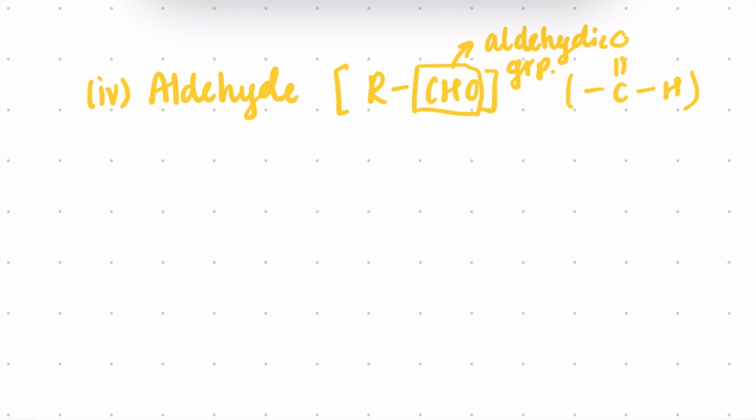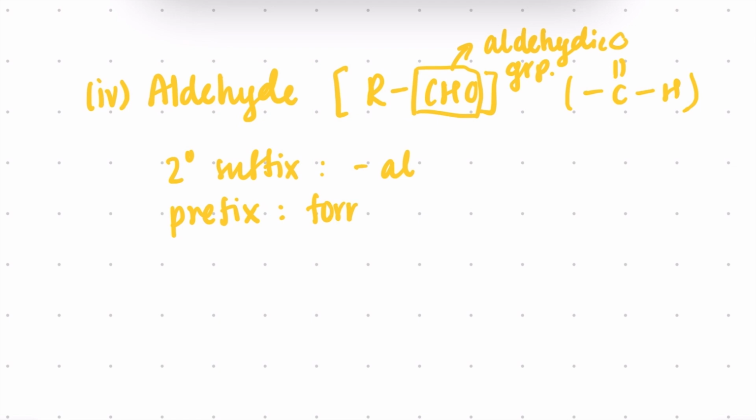Now, we've got a lot of different ways of naming this. One of them is by using a secondary suffix, which is -al. So methanal, ethanal, propanal, etc. There are also a bunch of other prefixes that we could use. Our prefix here would be formyl or oxo. They're used in different cases, and we'll talk about those cases later on in this video.